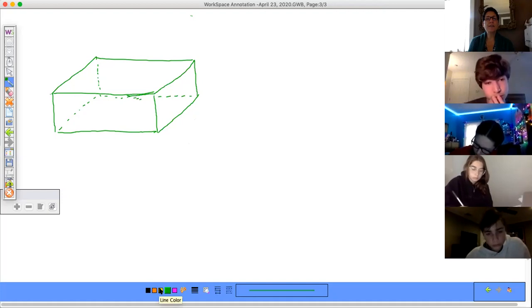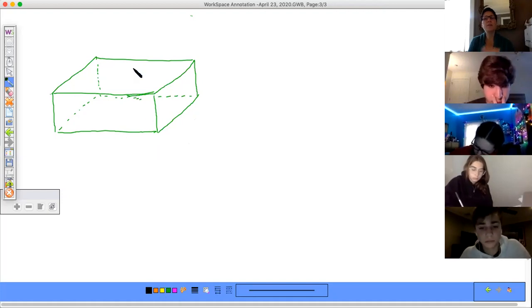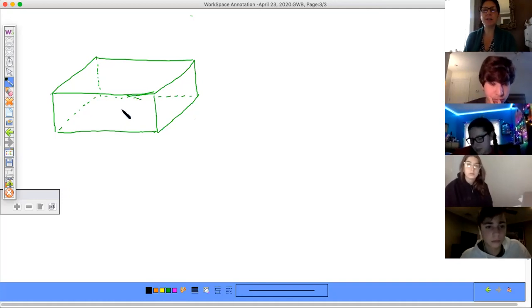And one of the hardest things, and I will agree with you, when you're in 3D and you're drawing things and trying to envision what they are, it is pretty challenging, is it not? Yeah, I know it is.